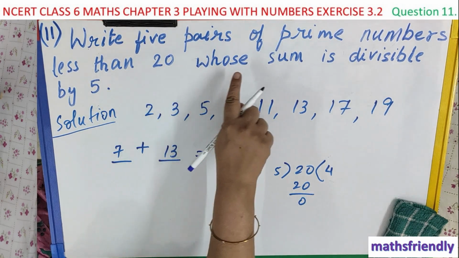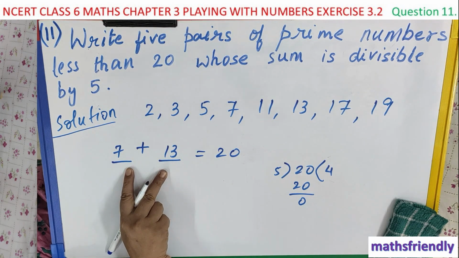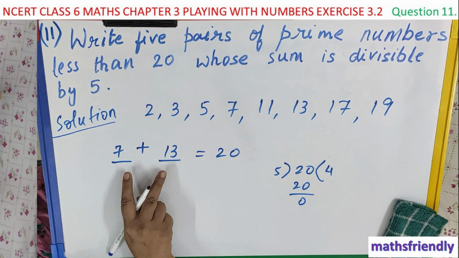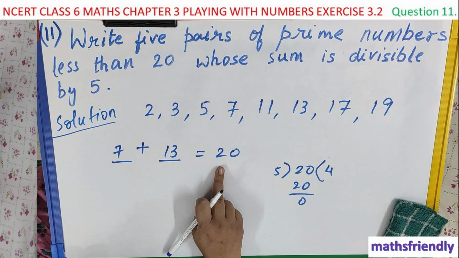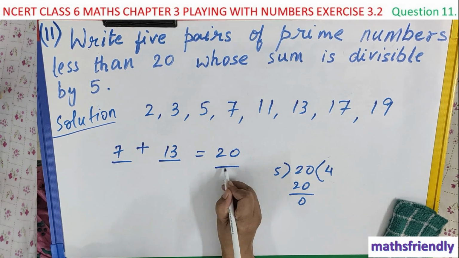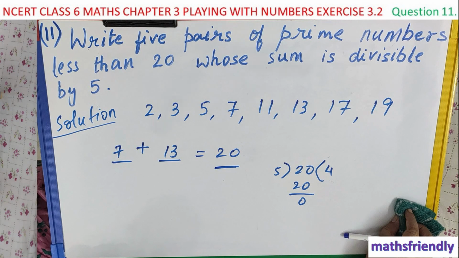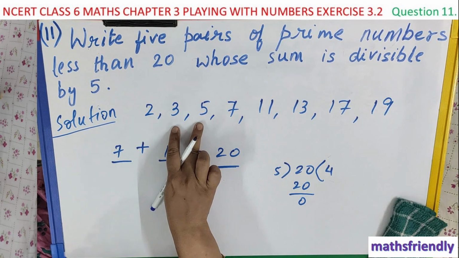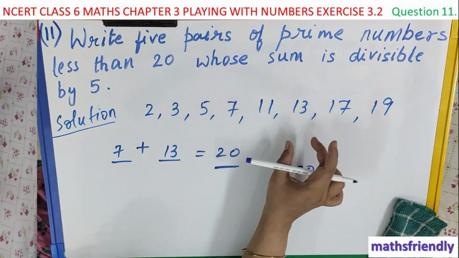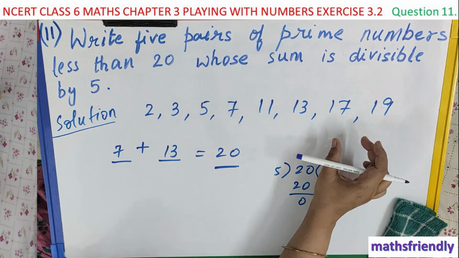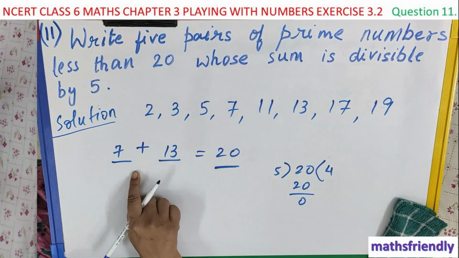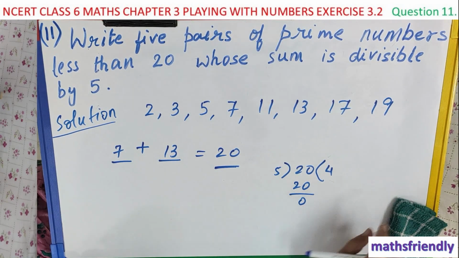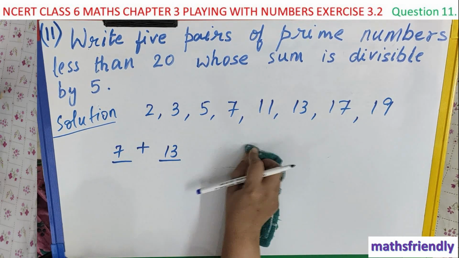So we have to write 5 pairs of prime numbers less than 20 whose sum, that is, when we add the two prime numbers, is divisible by 5. We have to find such pairs of prime numbers, find the sum of those two numbers, and check whether that sum is divisible by 5 or not. So let us do that.